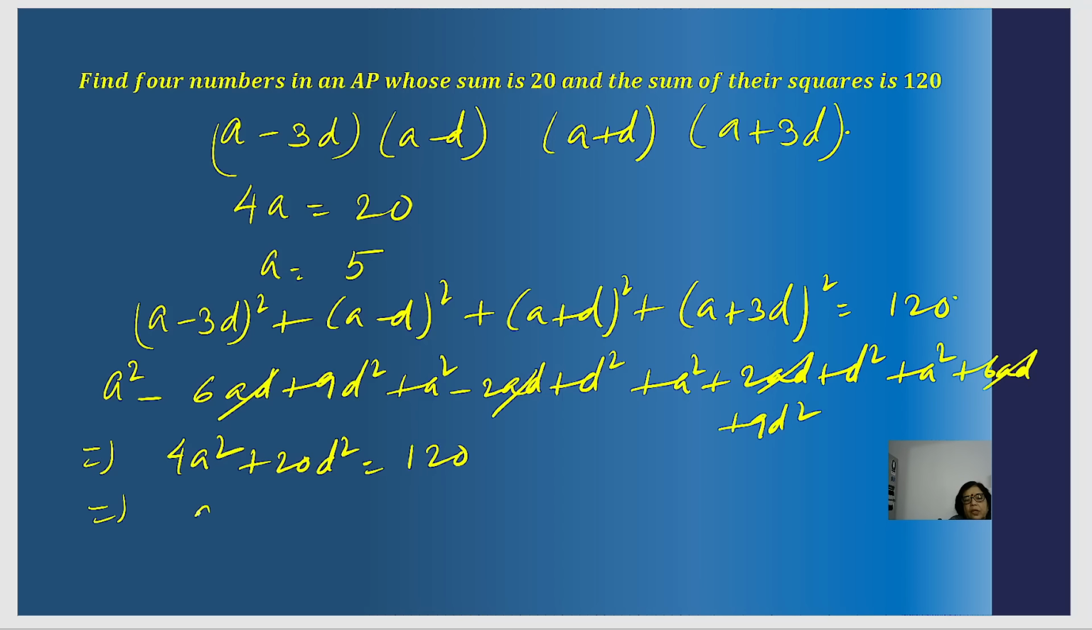So this gives us a squared plus 5d squared is equal to 120 divided by 4, that is 30. Now a is already 5. So if we put the value of a, a squared will become 25. So 25 plus 5d squared is equal to 30. So 5d squared will become equal to 30 minus 25, that is 5. So d squared will become equal to 1. So d is equal to plus minus 1.